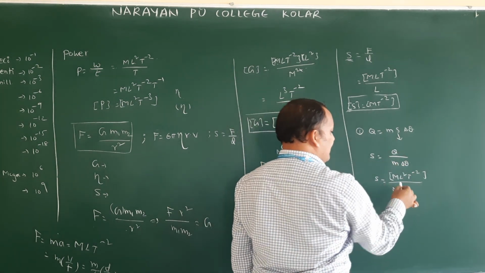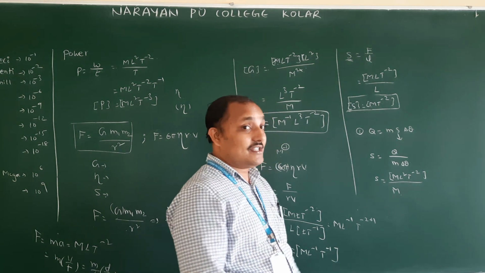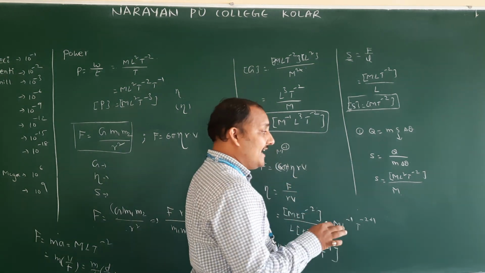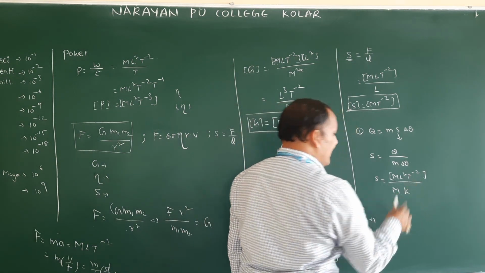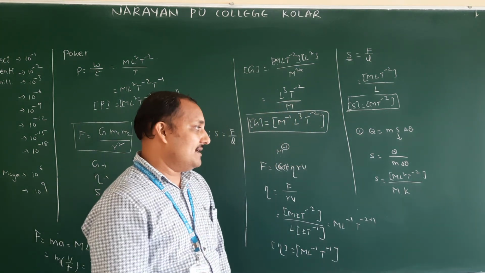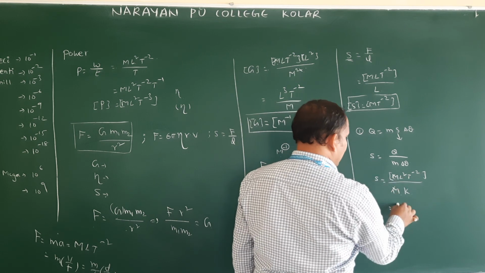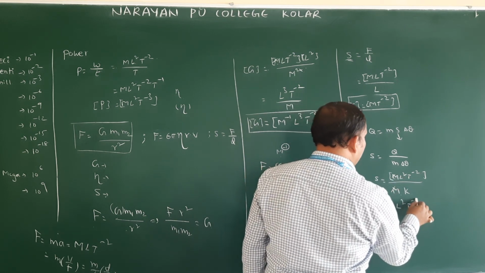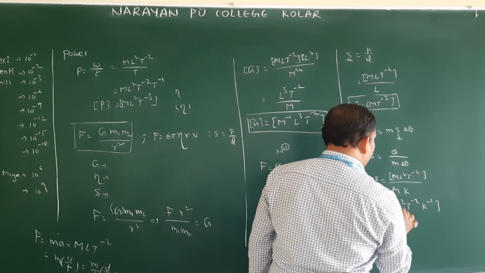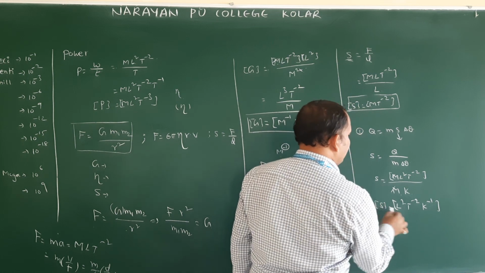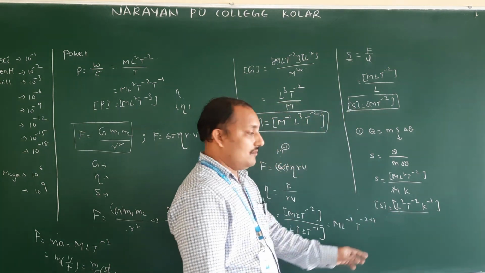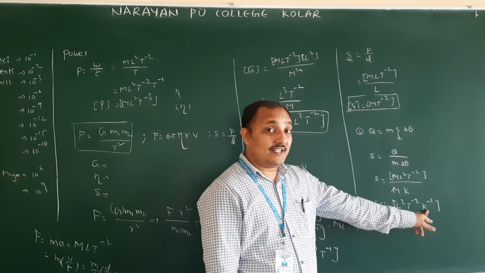Mass means M. Next, temperature difference. The temperature difference symbol we wrote is either K or K naught, Kelvin, according to the dimensional formula. So M will be cancelled, giving L square T power minus 2 K power minus 1. So this is how temperature is represented.